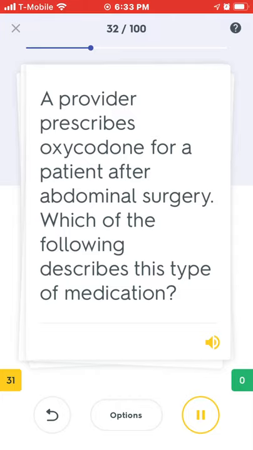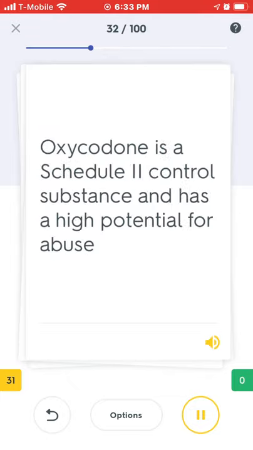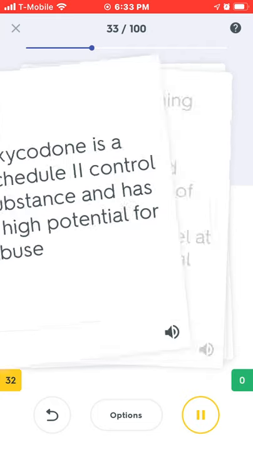A provider prescribes oxycodone for a patient after abdominal surgery. Which of the following describes this type of medication? Oxycodone is a Schedule II controlled substance and has a high potential for abuse.